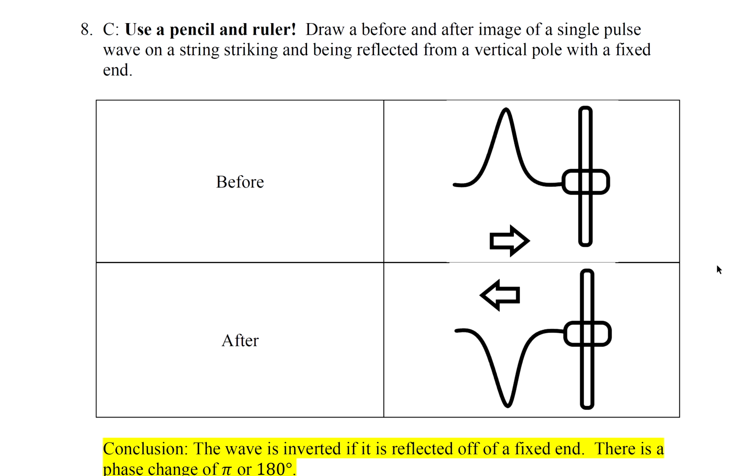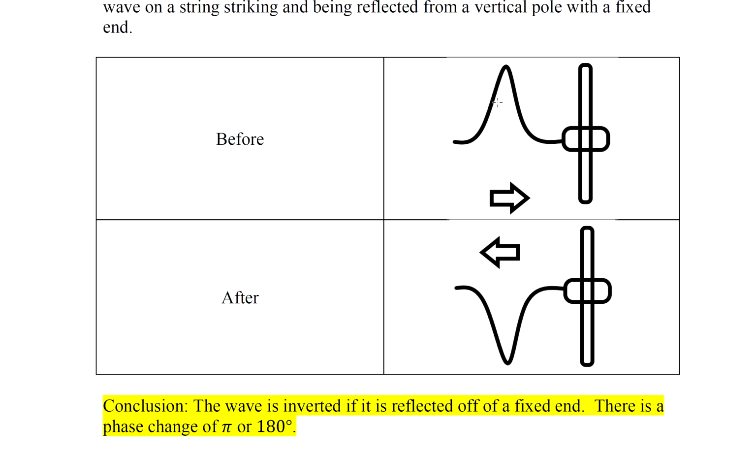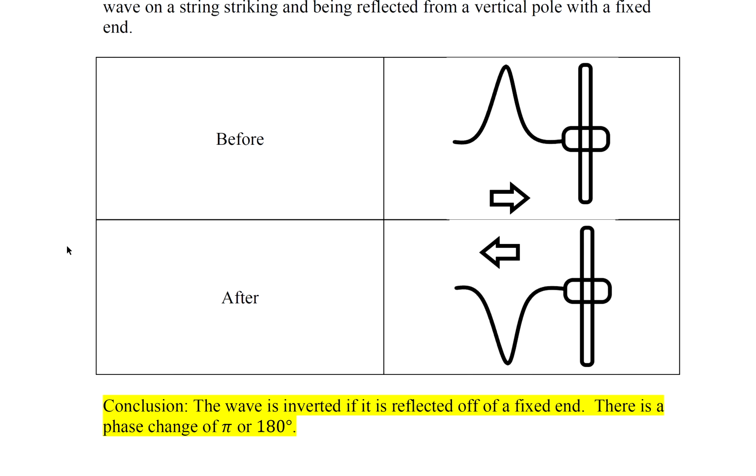Question 8. Draw a before and after image of a single pulse wave on a string striking and being reflected from a vertical pole with a fixed end. So, fixed means not moving. So before, this wave travels to the right, and then after, it travels to the left. It's reflected, but it's also inverted. So the wave is inverted if it is reflected off a fixed end. There is a phase change of pi, or 180 degrees.